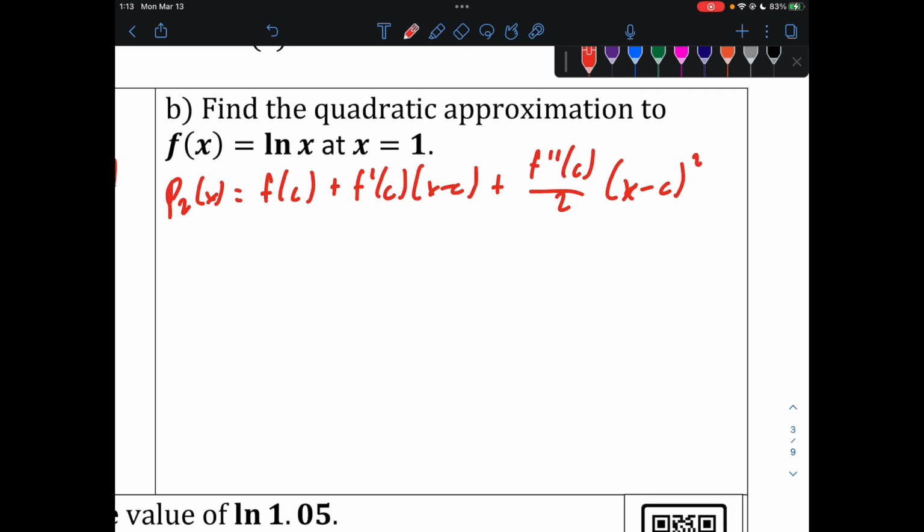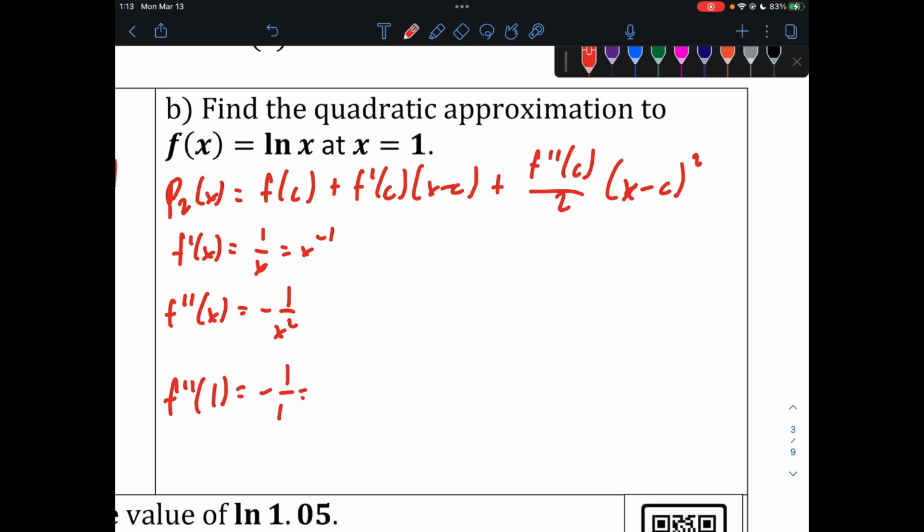Now we already have a couple of these things taking place here, but basically what we need to do is find f double prime of c. So remember, f prime was 1 over x, then f double prime will be negative 1 over x squared. So f double prime of 1 would be negative 1 over 1, or negative 1.